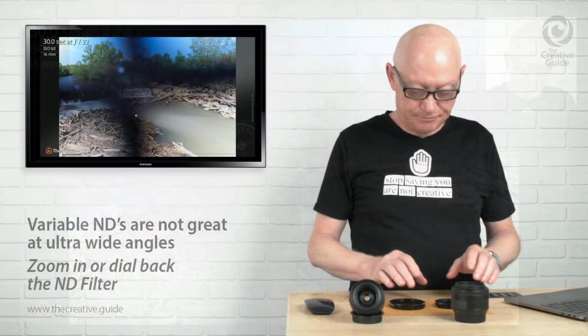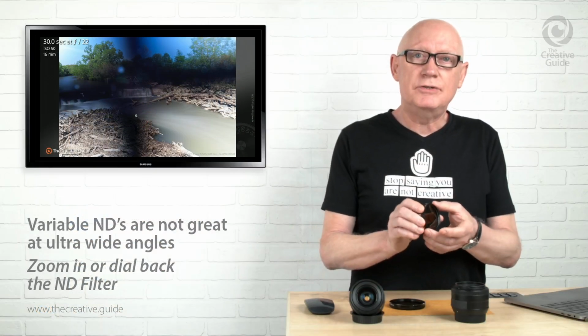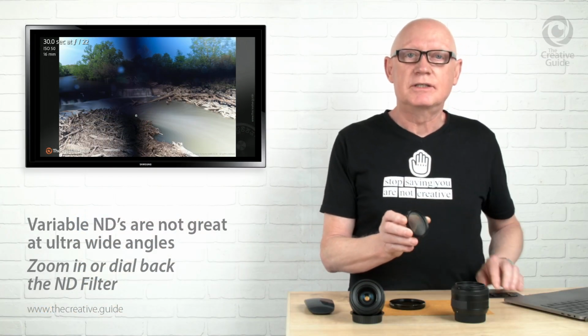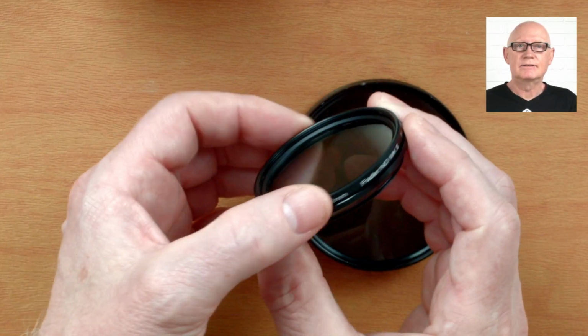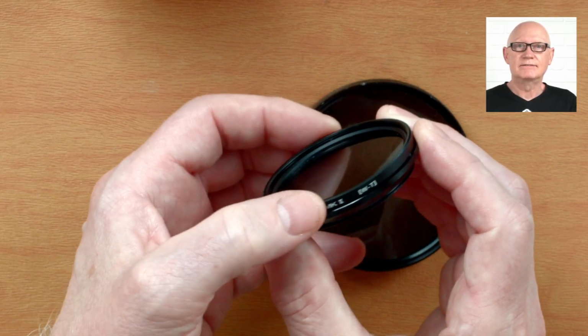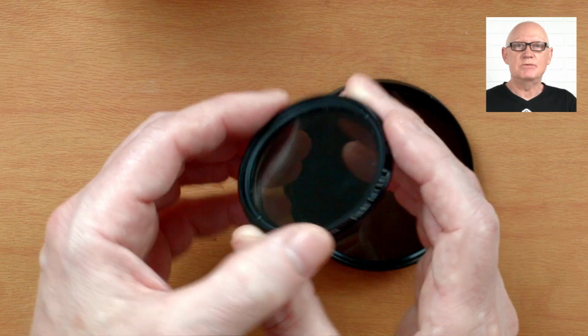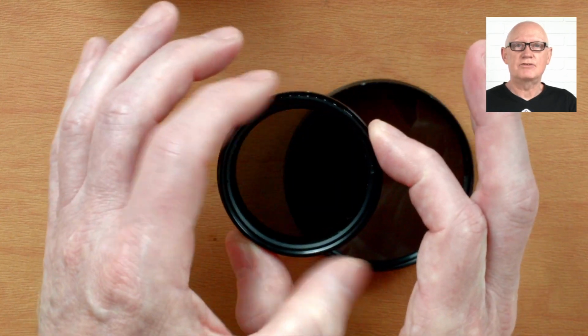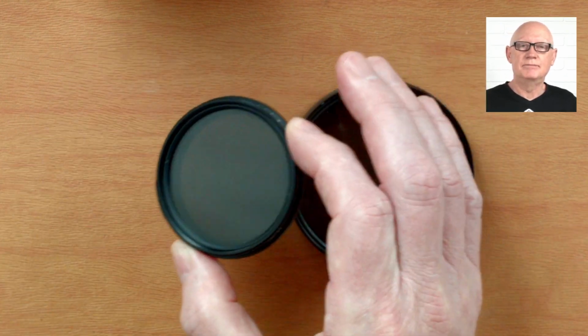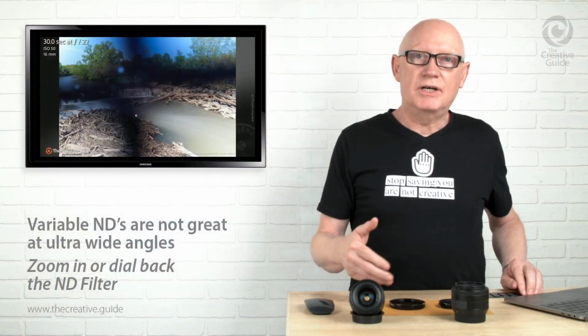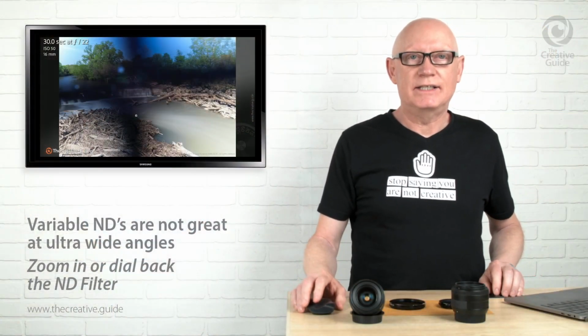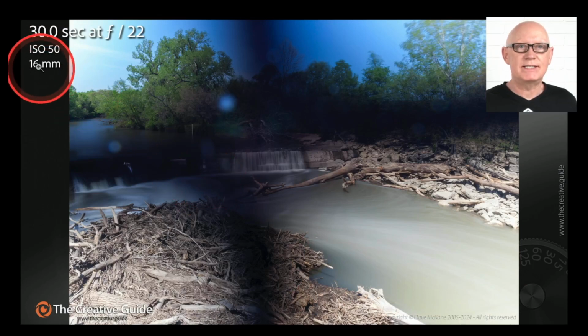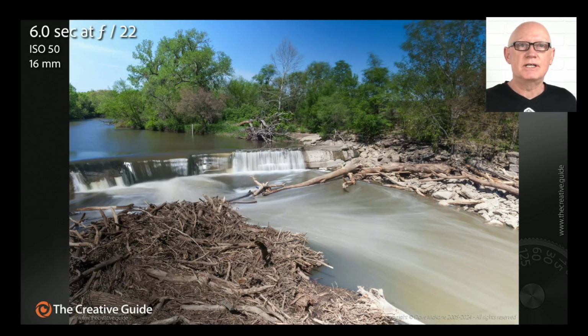So here's the problem. Circular neutral density filters, variable, are basically rotatable like that, and at their maximum effect they can really drop the light coming into the camera. But at ultra wide angle lenses, and that's what this is, it's 16 millimeters, I'm just seeing this effect. So all I could do in this case was dial it back to where I could maybe get 6 seconds.